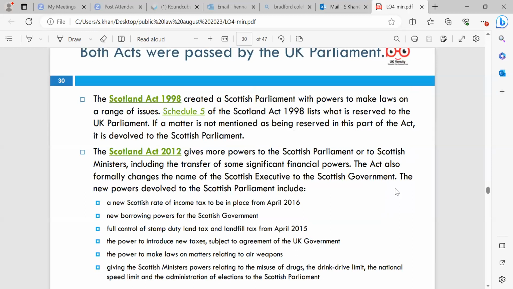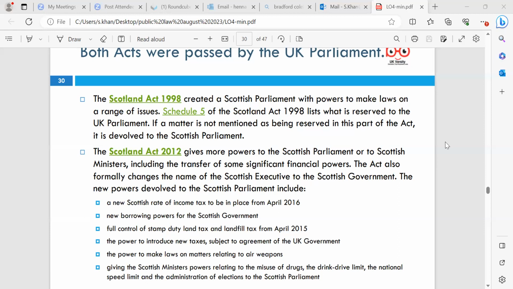Both acts were passed by the UK Parliament. The Scotland Act 1998 created a Scottish Parliament with powers to make laws on a range of issues. Schedule 5 of the Scotland Act 1998 lists what is reserved to the UK Parliament. If a matter is not mentioned as being reserved in this part of the Act, it is devolved. The Scotland Act 2012 gives more powers to the Scottish Parliament and to the Scottish ministers, including the transfer of some significant financial powers. The Act also formally changes the name of the Scottish Executive to the Scottish Government.